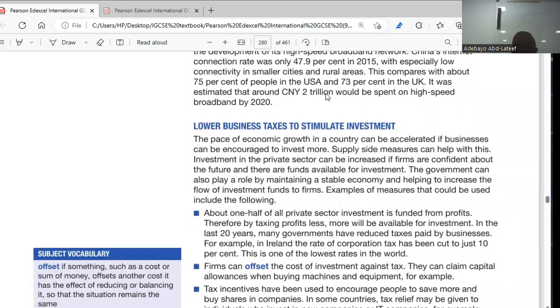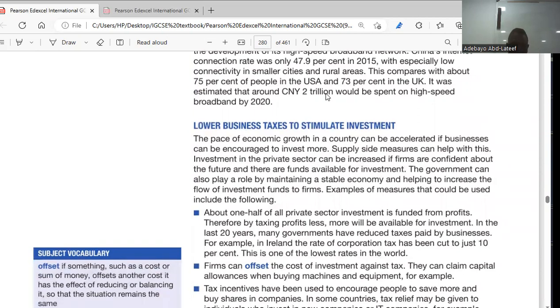Lower business taxes to stimulate investment. If corporation tax reduces, businesses will be making more profit. Yes or no? Because they are making more profit, what happens? They can invest more. Isn't it? Yeah. They'll be able to expand because now they have more profit. That's the point they are making here.